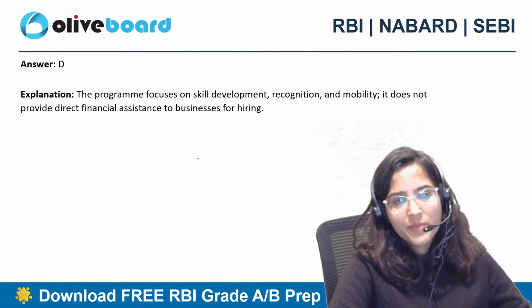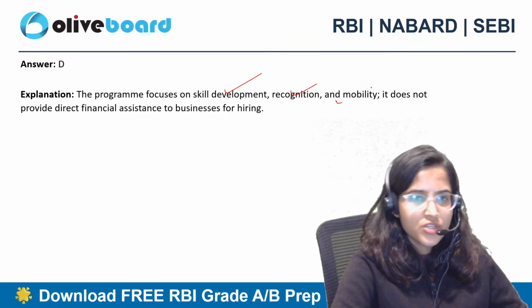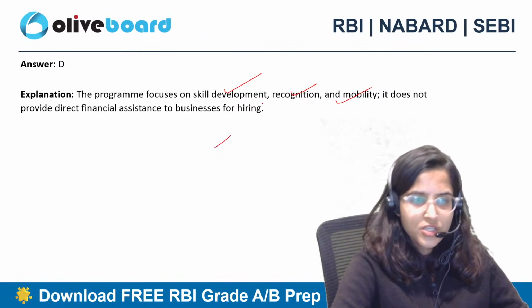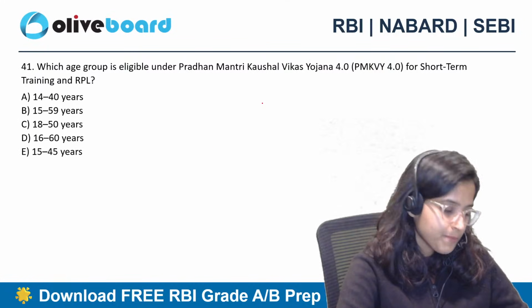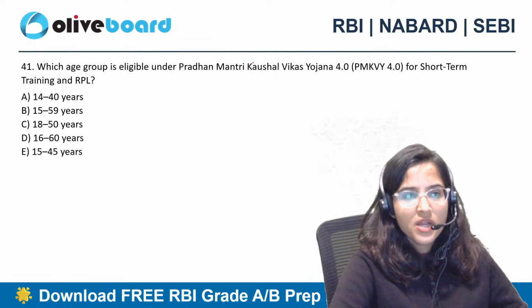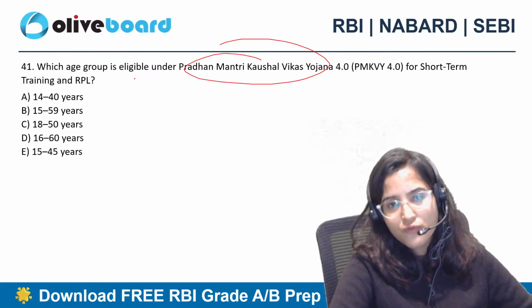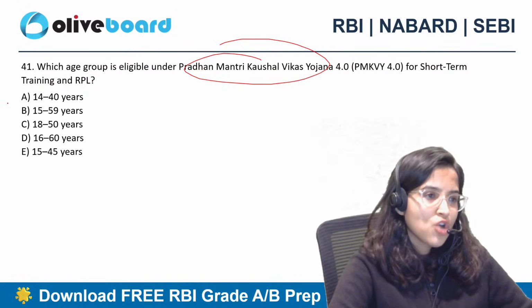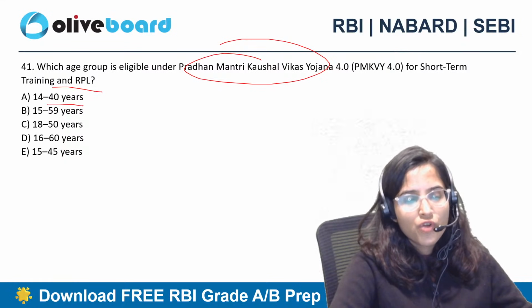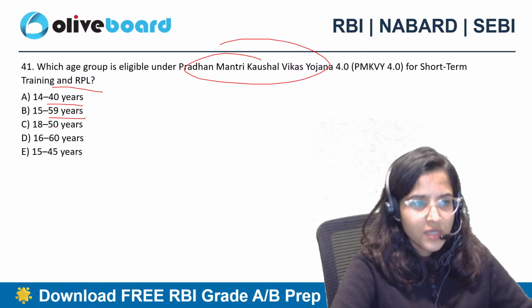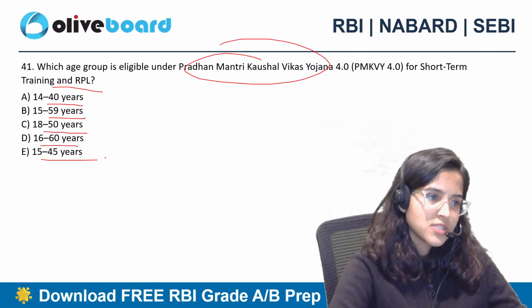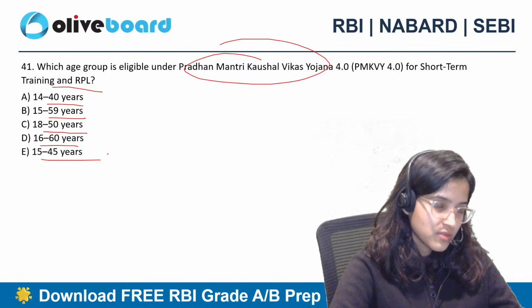D, absolutely correct. Program focuses on skill development, recognition, mobility. It does not provide direct financial assistance to business for hiring. Which age group is eligible under Pradhan Mantri Kaushal Vikas Yojana 4.0 for short term training and RPL? 14 to 40, 50, 15 to 59 years, 18 to 50, 16 to 60 or 15 to 45 years?